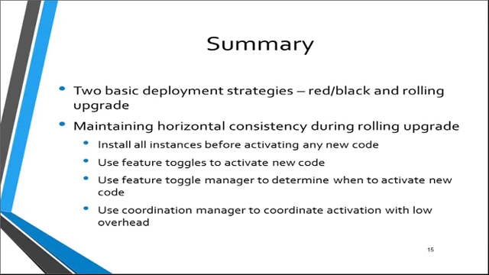So to summarize, there are two basic deployment strategies, red-black and rolling upgrade. These are all or nothing strategies. And maintaining horizontal consistency during rolling upgrade is done by differentiating between installing and activating. And you use feature toggles to do the activation, and that generates a requirement for a feature toggle manager. And then you would use a coordination manager to make sure that the activation is all done at the same time.